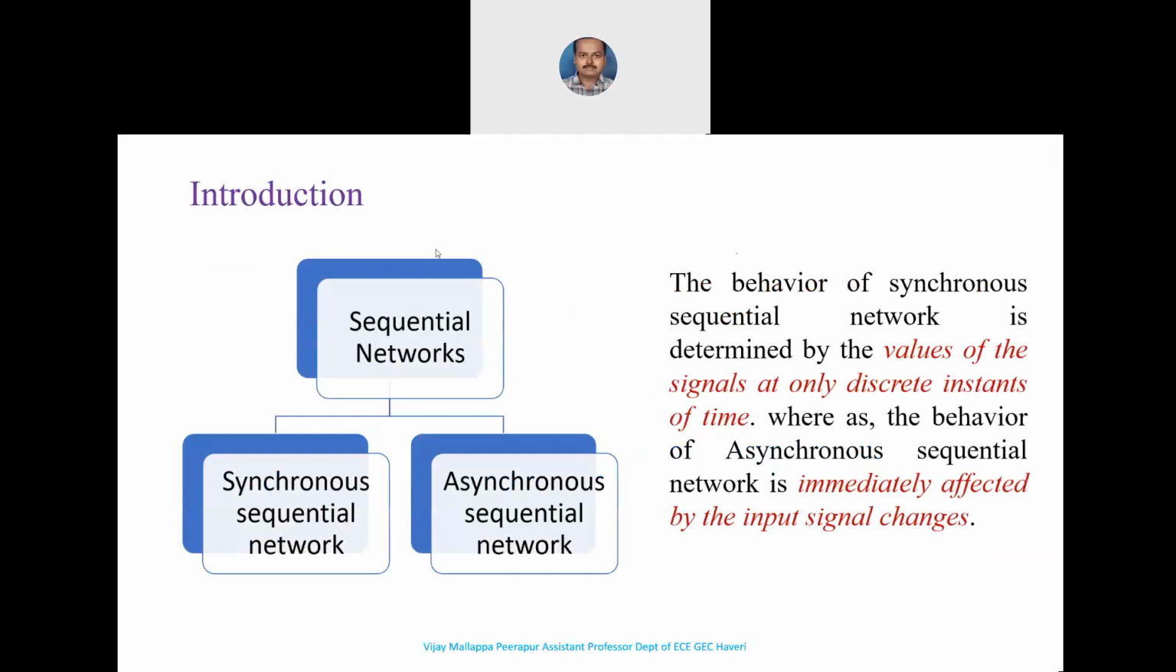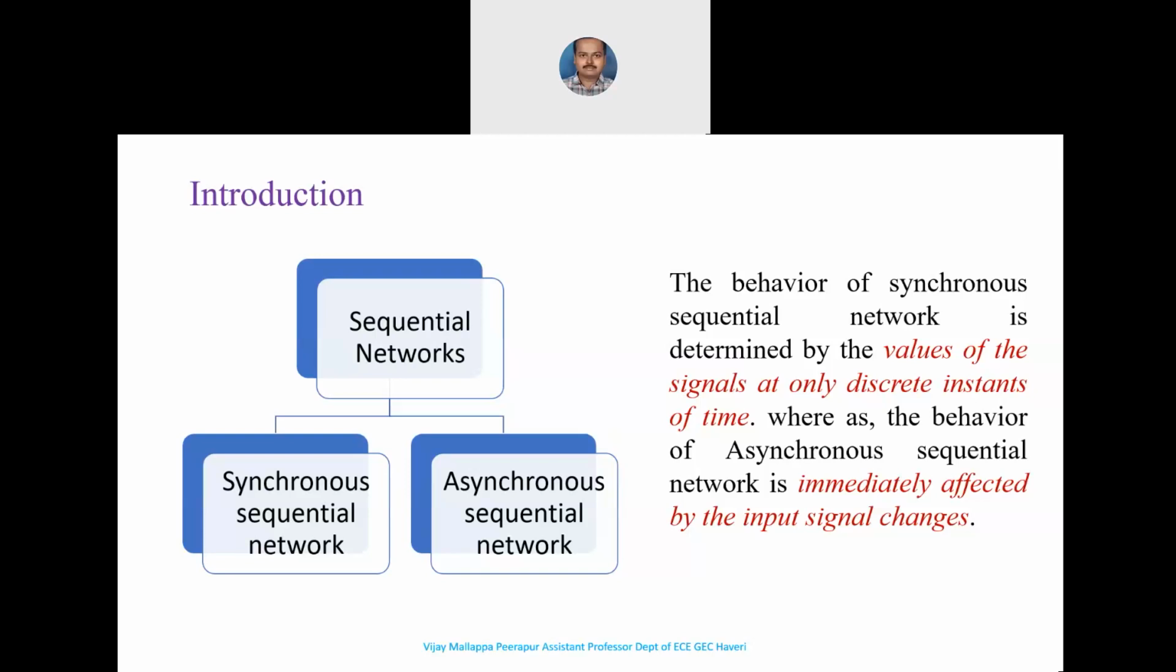If you see broadly, sequential circuits fall under two categories. The first one is the synchronous sequential circuit, and the other is the asynchronous sequential network. What do we understand by synchronous and asynchronous sequential networks? When I say synchronous sequential network, it means that the values of the signals are determined at only discrete instants of time.